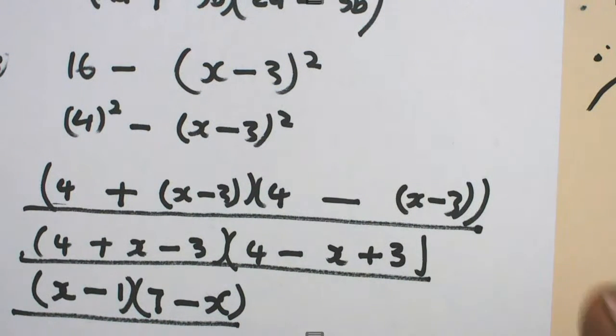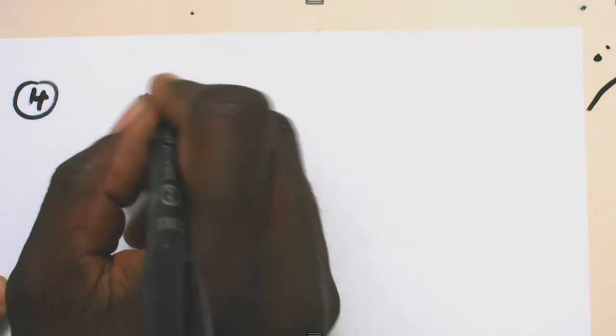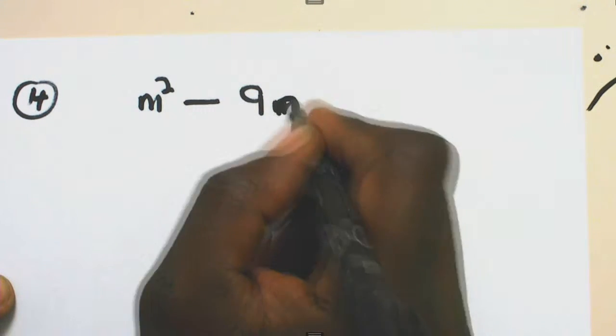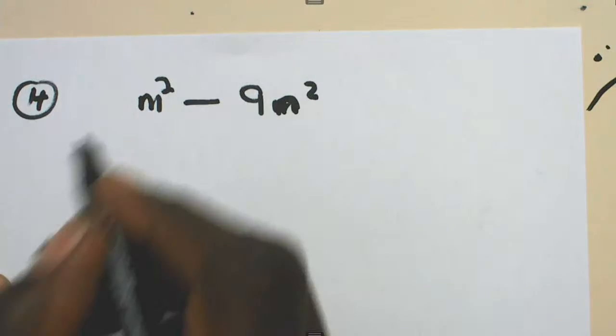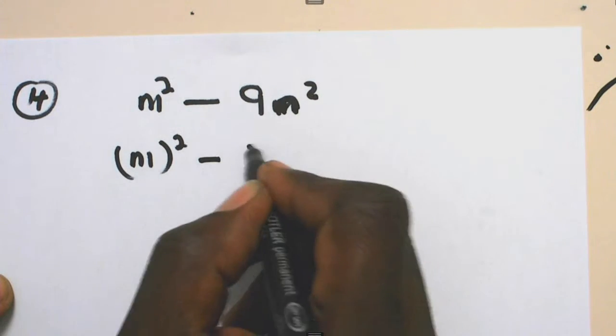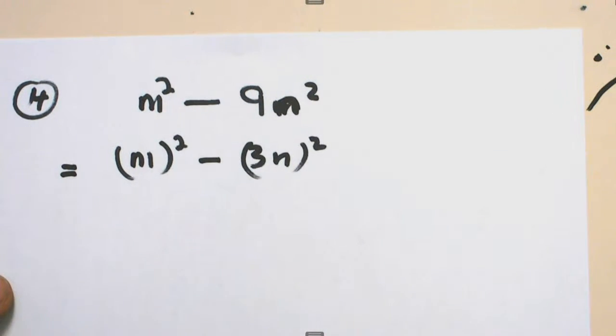Yes, 7. That was the third one. The last one on our homework that I said you must complete at home, the simplest one, which is the fourth one, is m squared minus 9n squared. In simple terms again, this is the same as m squared minus (3n) all squared.